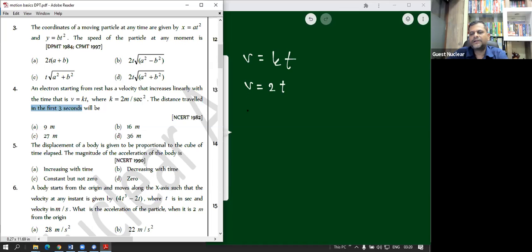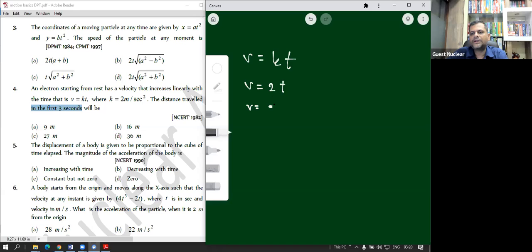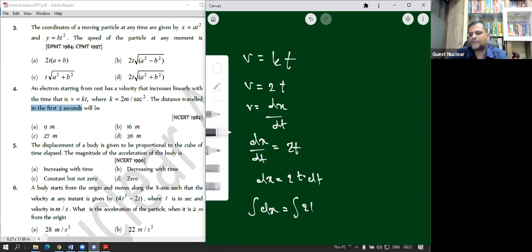One is that v can be written as dx by dt, correct? So we can say that dx by dt is going to be 2t, correct? Taking dt to the other side, we get dx is equal to 2t into dt. And if we integrate both sides, we get integration of dx is equal to integration of 2t dt.